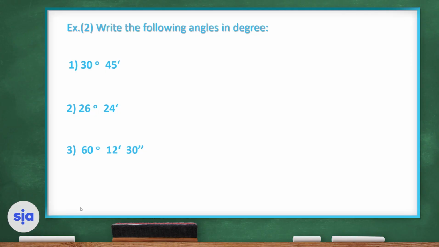Exercise number 2. We have the angle given to us in degrees, minutes, and seconds, and the question wants us to write it as degrees. Question 1. 30 degrees and 45 minutes is 30 and 3/4 degrees. Question 2. 26 degrees and 24 minutes is 26 and 2/5 degrees. Question 3, 60 degrees, 12 minutes, and 30 seconds will be 60 and 1/8 degrees.